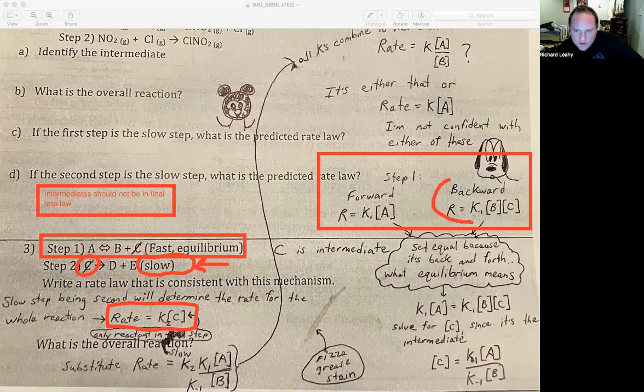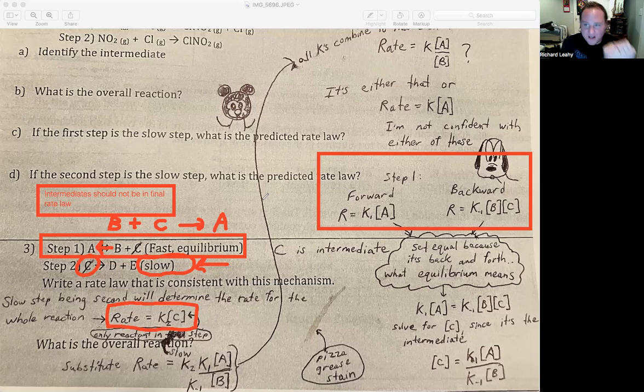Now, backward, we're looking at it this way. In other words, we're looking at it as if it reads B plus C produces A. Now, why is it both ways? Because things can combine to form other things, and it could also break apart to form the original thing. The other way around: something can break apart to form two things, and those two things can also come together to form the first thing. So this is B and C coming together to form A.